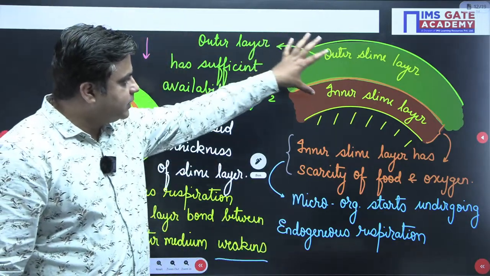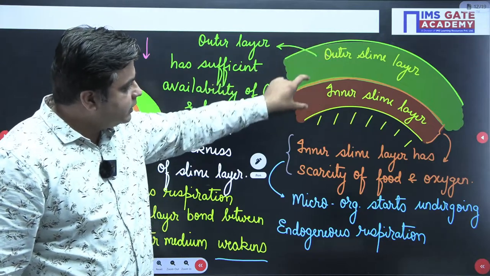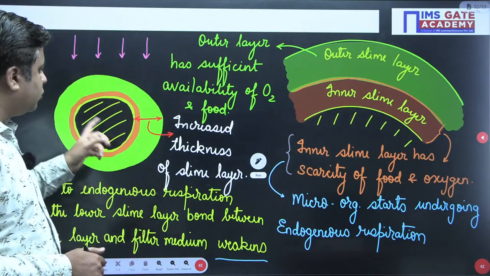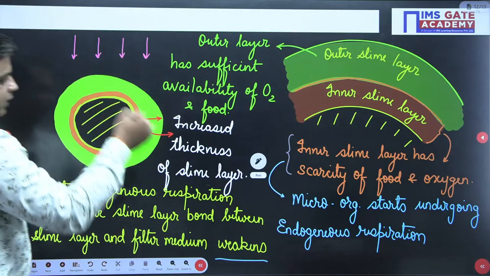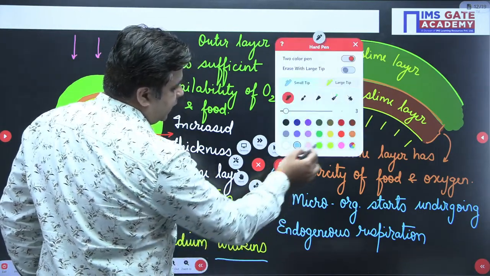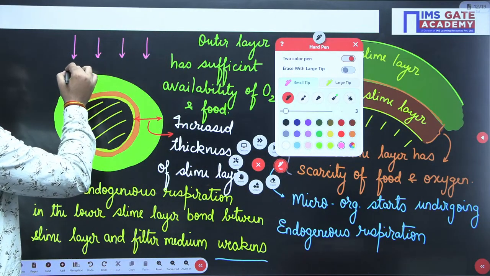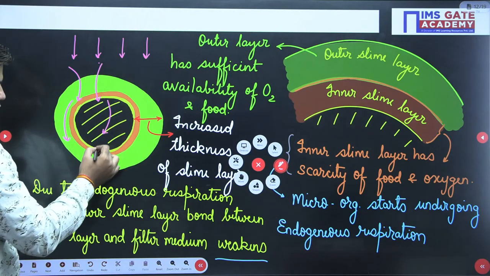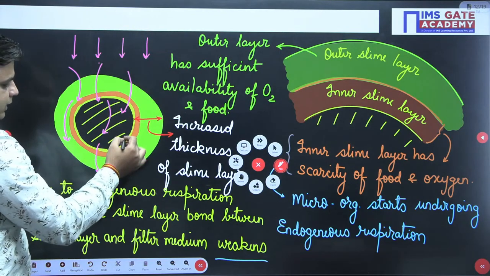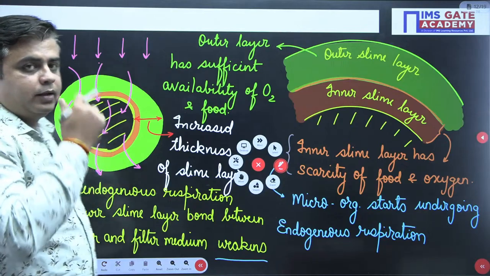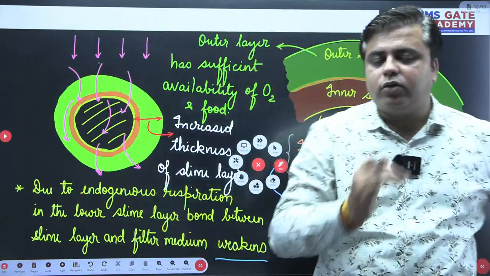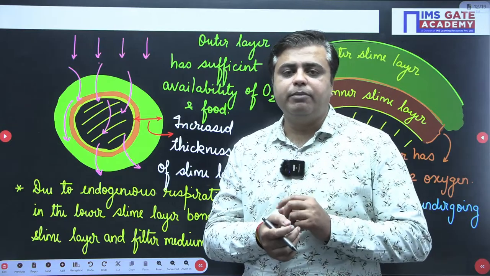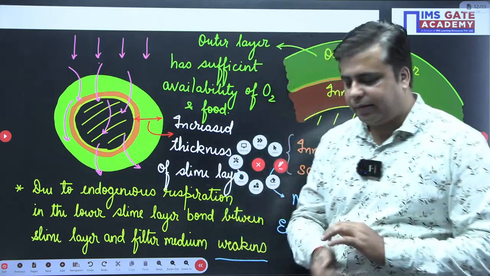So when this thickness has developed sufficiently, and this inner slime layer has started undergoing endogenous respiration, what happens is the turbulence caused by this trickling water, right? This water, when it is trickling over the slime layer, the turbulence caused by this trickling water over the slime layer breaks the slime layer from the surface of the filter medium. And that is known as sloughing of the slime layer.